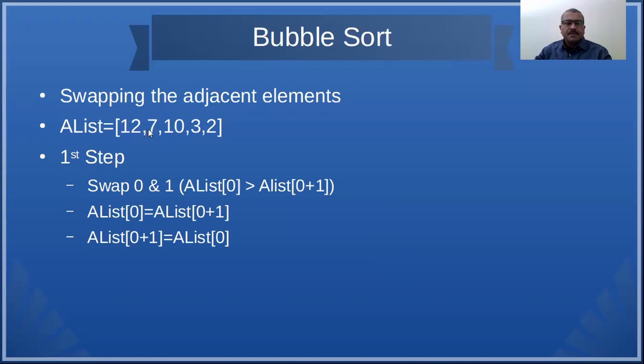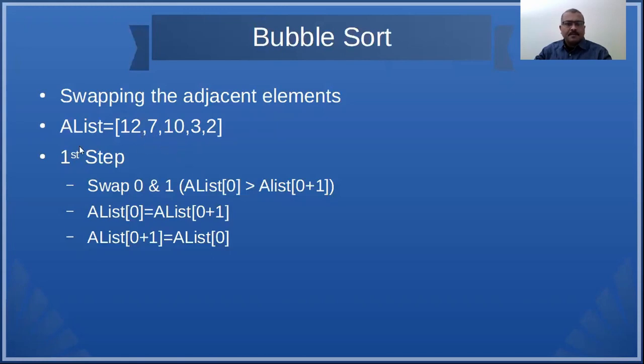If you want to sort, that means if you want to make these numbers in ascending order, you are going to swap the first two elements and take the greatest value to the last element. That is the bubble sort algorithm concept. Now I'm going to explain how to do a swap in a Python program.